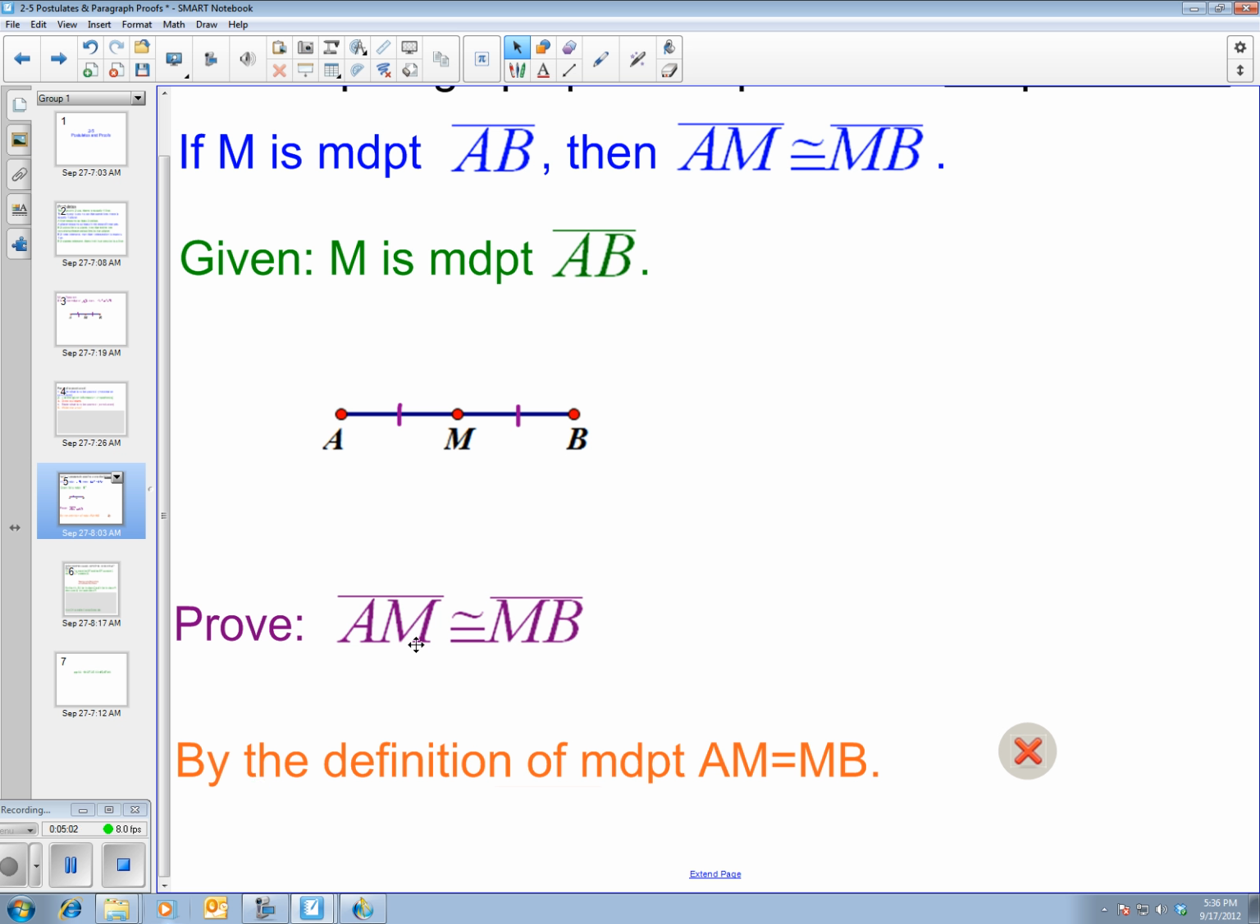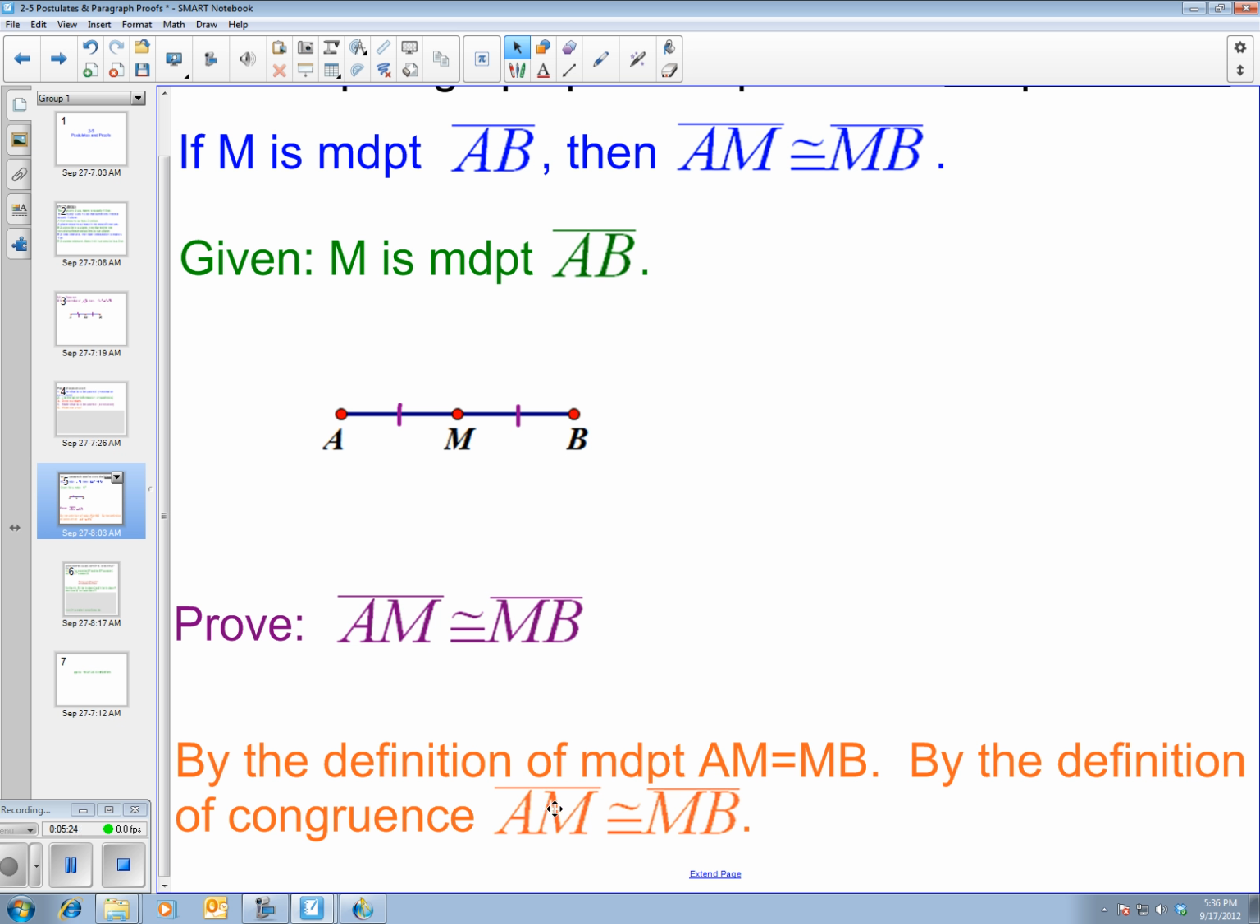Make sure to write down good notes because mainly what we're working on here is the design and the layout of a proof. In a paragraph proof, we write it as a sentence. By the definition of a midpoint, AM is equal to the length of MB. The reason we can say that is by the definition of congruence, AM is congruent to MB. Because we know what congruence means, we can say that the segments must be the same length. That's what we were trying to prove, so we have completed our proof.